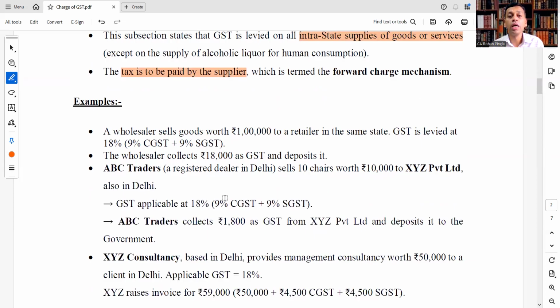A wholesaler sells goods worth rupees 1 lakh to a retailer in the same state, that is within the state, intrastate. GST is levied at 18%, that is 9% CGST and 9% SGST, which totals 18%. The wholesaler collects how much? Rupees 18,000 as GST and deposits it to the government treasury. Means on 1 lakh, 18% will come to rupees 18,000.